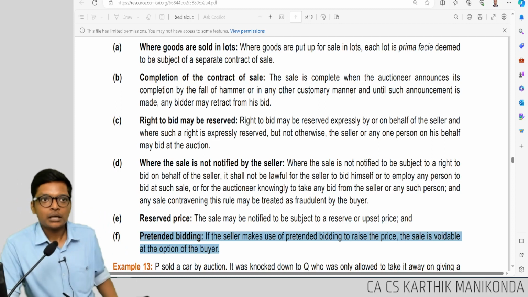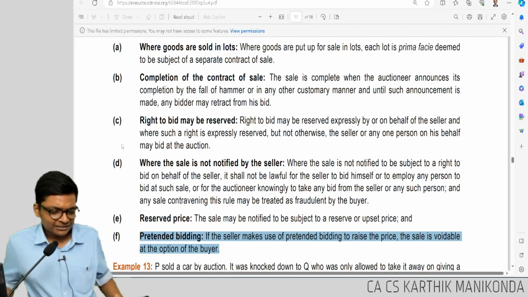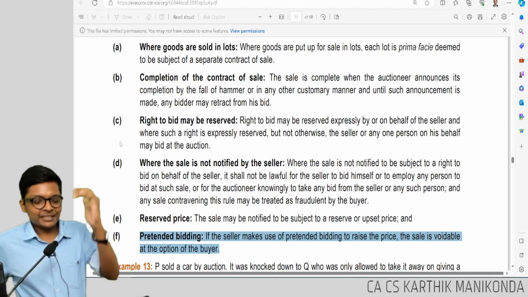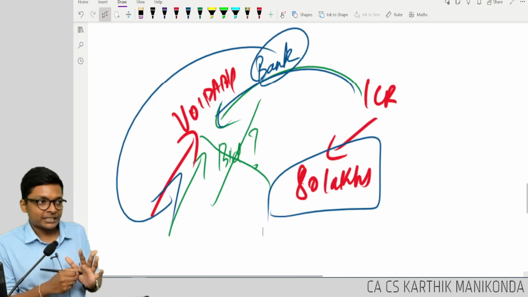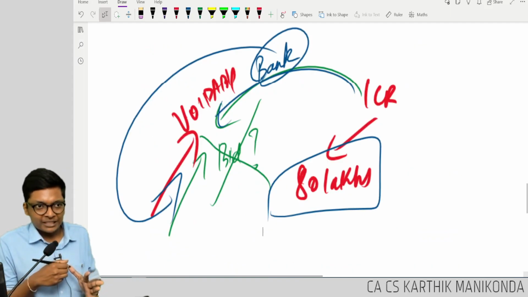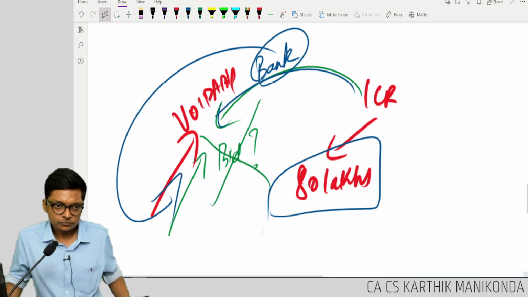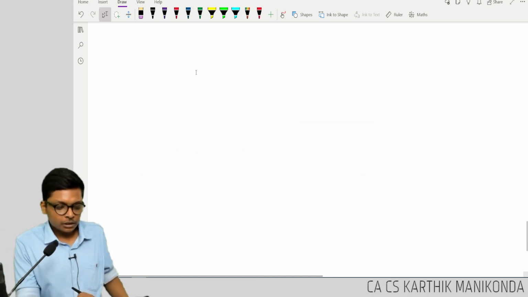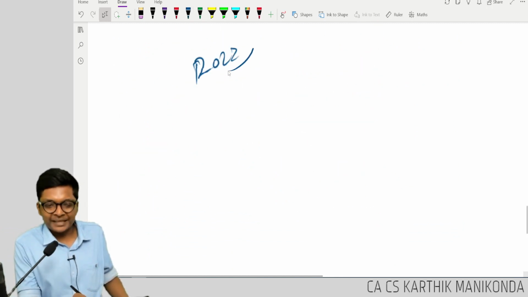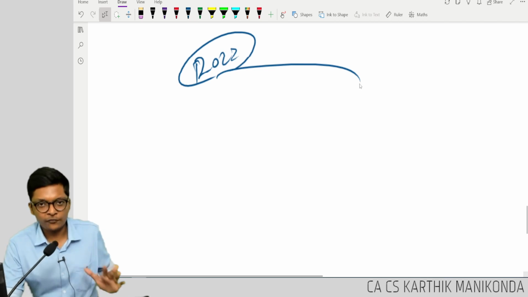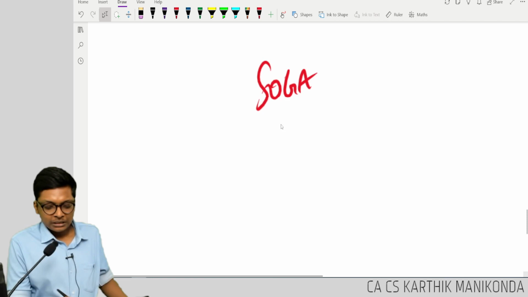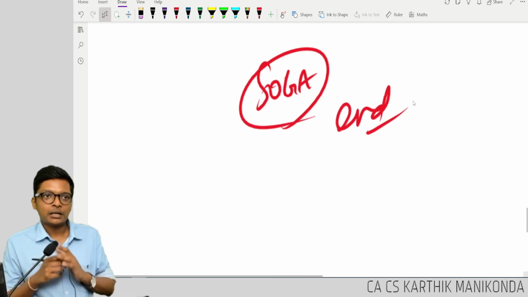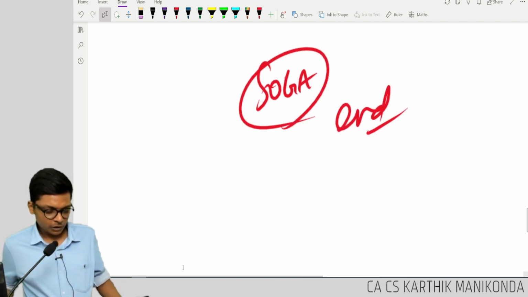Clear? Everybody is fine, understood these 6 points. This was recently tested, but just be aware of the side headings. Recently means not June 23. So if something doesn't come in June 23, it can come anytime. See, it came in 2022 in some exam. So it can repeat. Are you following it? So just have a quick read. That's it with this. Sale of Goods Act comes to an end. Perfect. Okay.